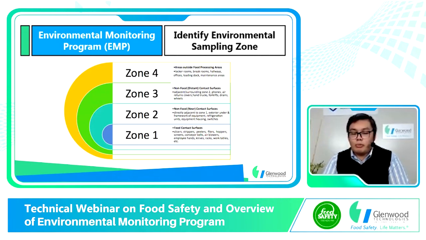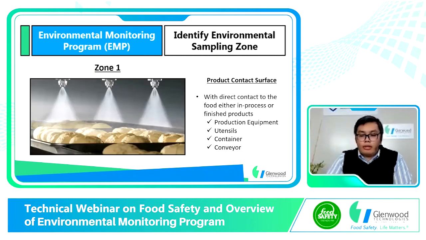Your zone 3 would be those adjacent to zone 2. So some examples would be air return covers, hand trucks, forklifts, drains, and wheels. And then zone 4 are your areas outside the food processing areas. So these are locker rooms, break rooms, hallways, offices, loading docks, and maintenance areas.